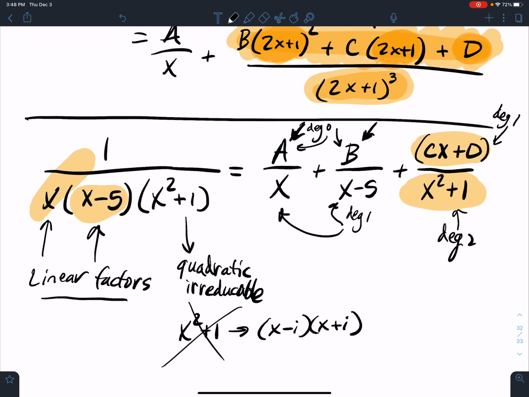All right, so hopefully that's a good introduction on how partial fractions works. In the following videos, we're just going to run through examples of decomposing and then integrating.